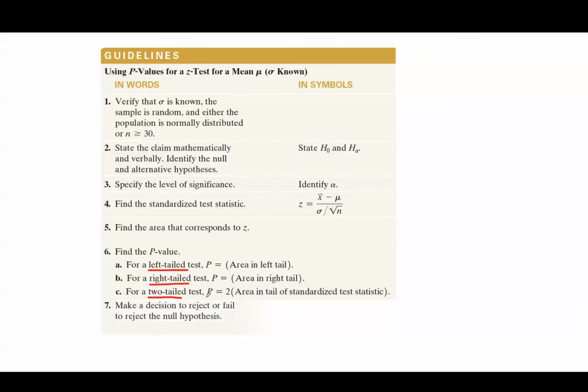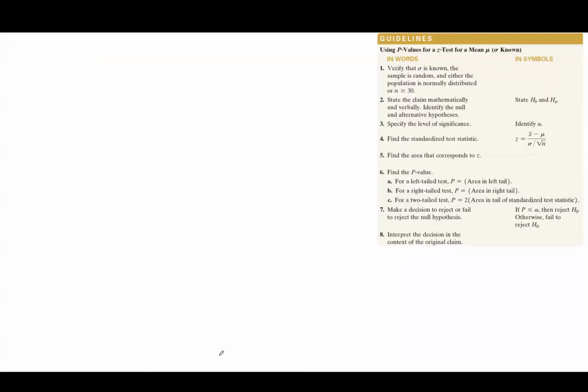Then compare p-value and alpha. If p-value is less than or equal to alpha, you reject the null hypothesis. Otherwise, you fail to reject the null hypothesis. And then finally, interpret the decision in the context of the original claim. So let's take a look at a few examples. These are the guidelines that we're going to follow.